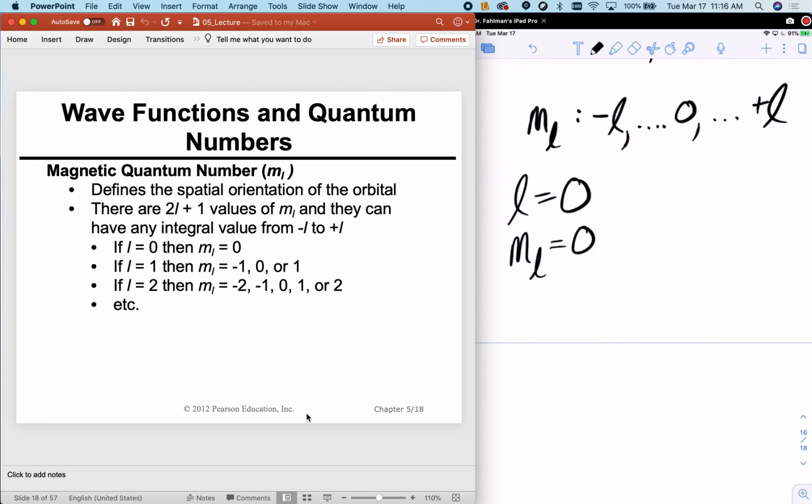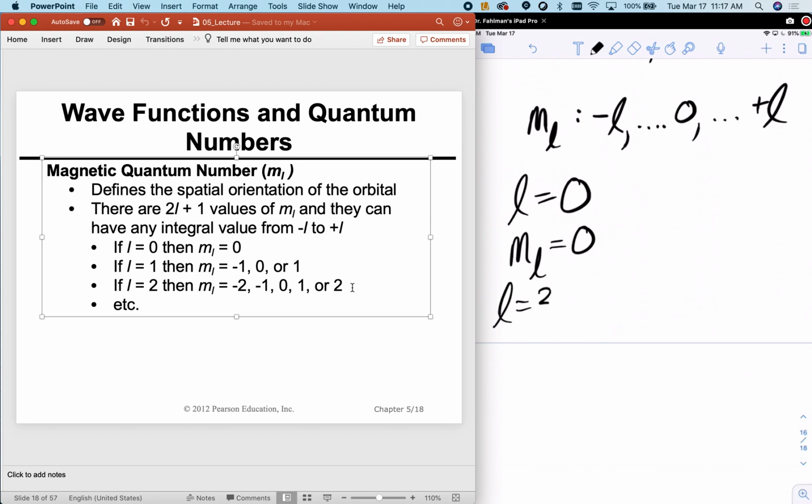But if L is equal to 1, you can have values all the way from minus L, so that's minus 1, 0, or 1. In other words, there are 3 different values if L is equal to 1. And then if L is equal to 2, there are 5 different values. And one that's not on here, so let's do this one.